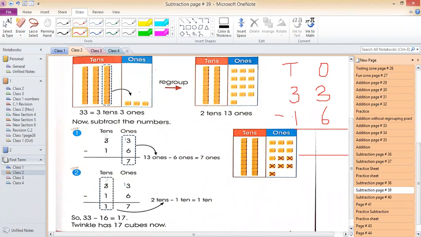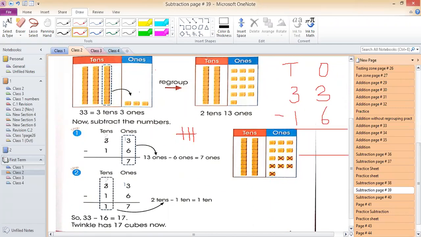Now you will start subtracting the ones. You have to subtract 6 from 3. This is the minus sign. Remember, always you have to subtract the second number from the first number. So what you will do? The first number is 3. You will draw 3 lines and you will cut 6 lines. 1, 2, and 3. So you realize that you cannot cut 6 lines from 3 lines.